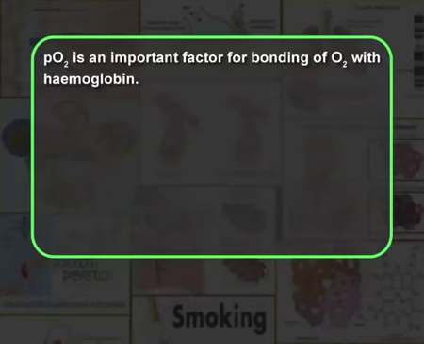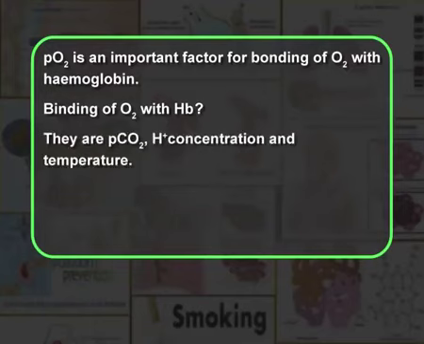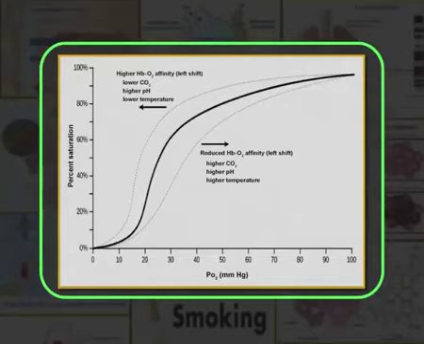Now, partial pressure of oxygen is an important factor for binding of oxygen with hemoglobin. Which other factors do you think might be responsible for binding of oxygen with hemoglobin? They are partial pressure of carbon dioxide, hydrogen ion concentration and temperature. When percentage of saturation of hemoglobin with oxygen is plotted against partial pressure of oxygen, a sigmoid curve is obtained, which is called the oxygen dissociation curve. So, this is the oxygen dissociation curve.